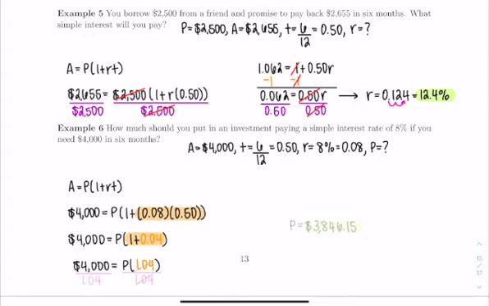So now we can divide both sides by 1.04. And so on the right hand side, it's going to cancel. We are going to get P by itself, and 4,000 divided by 1.04 gives me $3,846.15. So I should be putting in $3,846.15 into my account today so that I get the $4,000 in 6 months.